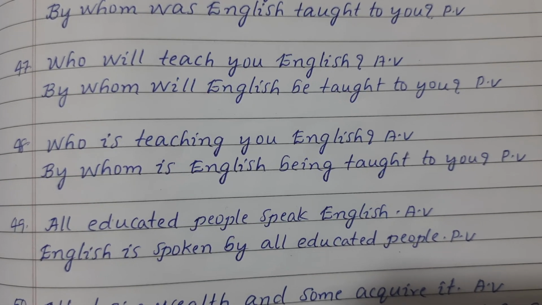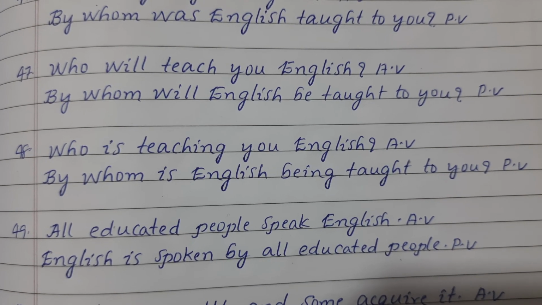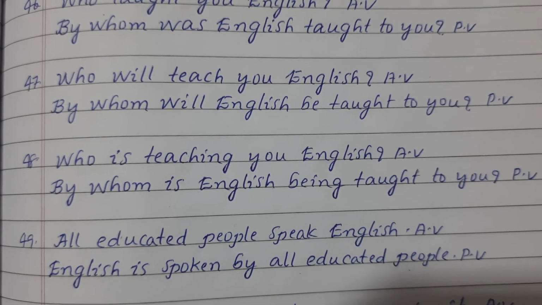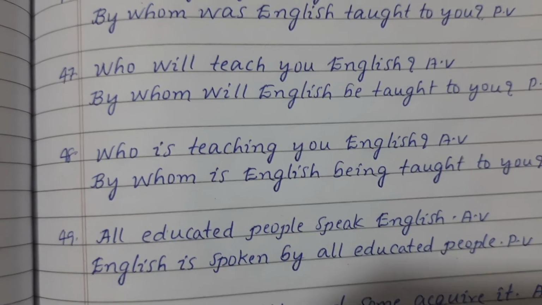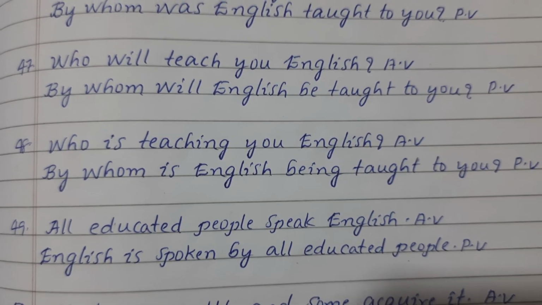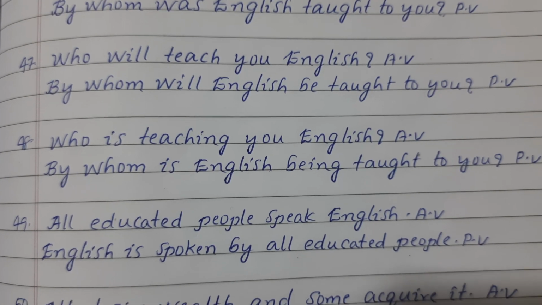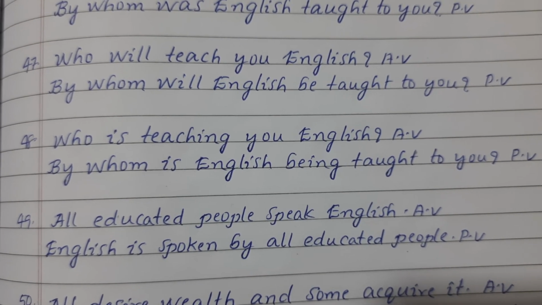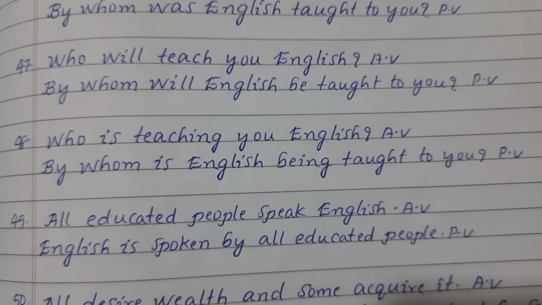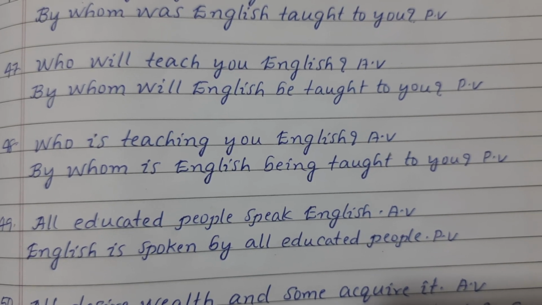All educated people speak English. English is spoken by all educated people. This sentence is in simple present. When we change it into passive voice, we need to use the be form of the simple present tense. If the subject is singular, we write is. If the subject is plural, we write are. If the subject is I, we write am. So English is spoken by all educated people. This is passive voice.